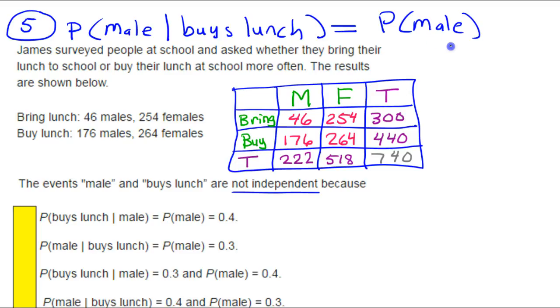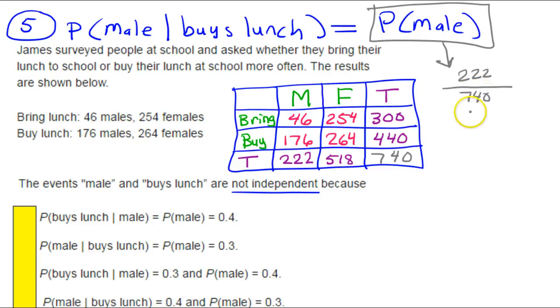So let's start by finding the probability of being male on this chart. Alright, probability is target over total. So we're looking for the number of males divided by the total number of people. Alright, so the number of males is 222 out of a total of 740 people. Okay, I'm just going to put that in my calculator. 222 divided by 740, that is 0.3.